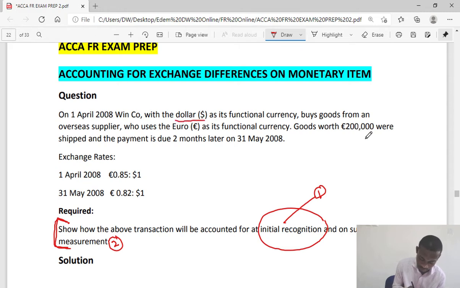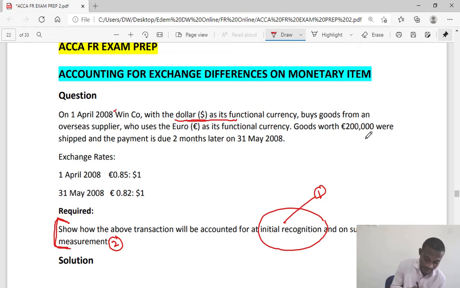Now, on 1st April 20x8, Winco, with the dollar as its functional currency, and it's important you note that it has the dollar as its functional currency, buys goods from an overseas supplier who uses the euro as its functional currency. Goods worth 200,000 euros were shipped and the payment is due 2 months later on 31st May X8. So look at it.